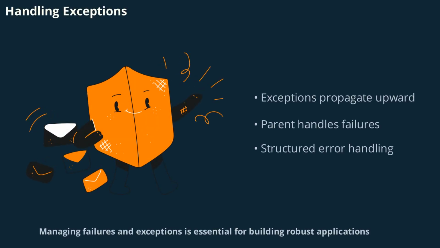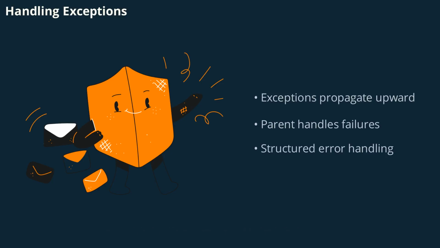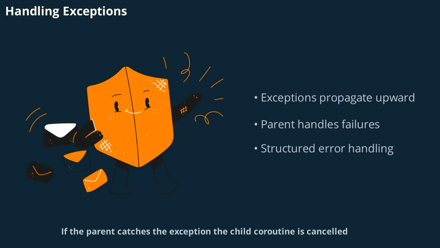Managing failures and exceptions is essential for building robust applications. In Kotlin, exceptions thrown in a coroutine are propagated to the parent coroutine by default. If the parent catches the exception, the child coroutine is canceled, and the exception is passed up the hierarchy. This structured approach helps maintain stability and predictability in your code.